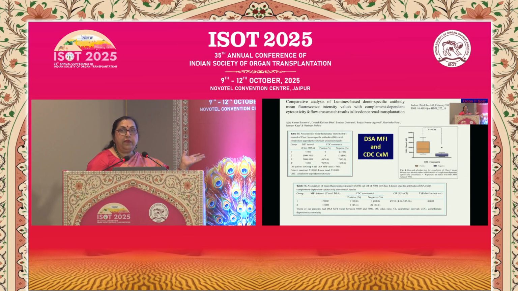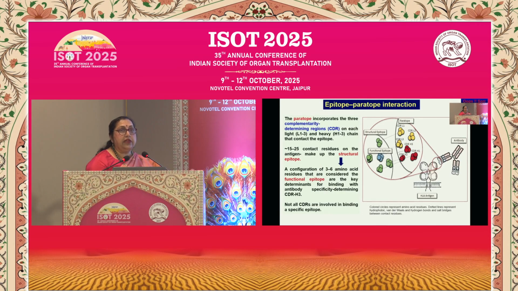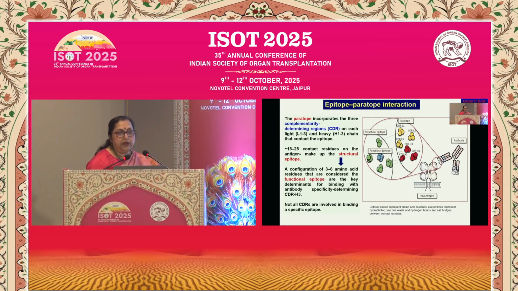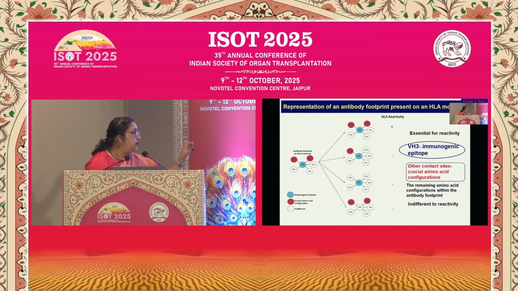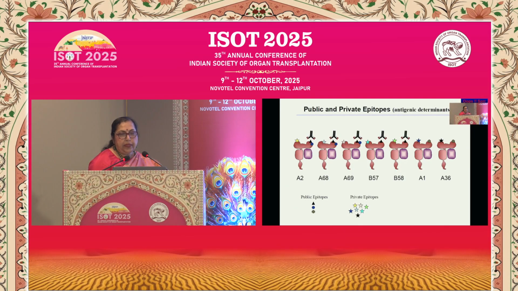Of course, there are papers to indicate that when the MFI values are at a certain level, for example, in this publication it says when the MFI levels are more than 7,000, the CDC crossmatch was positive. We didn't have to do it in the lab. When the MFI values are more than 3,000, then the flow cytometry crossmatch was also positive. So basically the binding between the structural epitope and the paratope is what we need to look at. And there are functional residues that are very important. So if we have all of these three functional residues, then the antibody would bind to the epitope. And then there are the cross-reactive antibodies that we need to keep in mind when we are doing the antibody assessment.